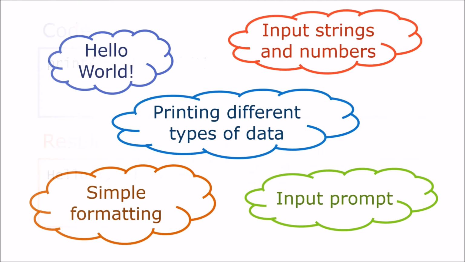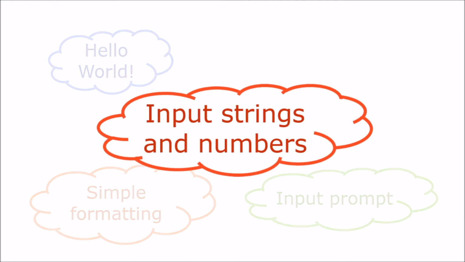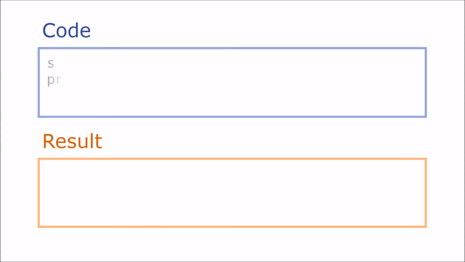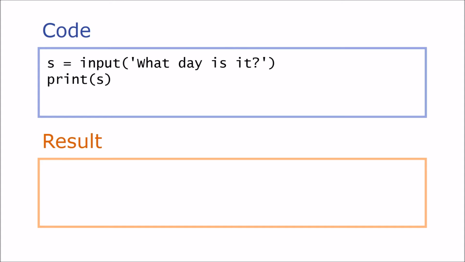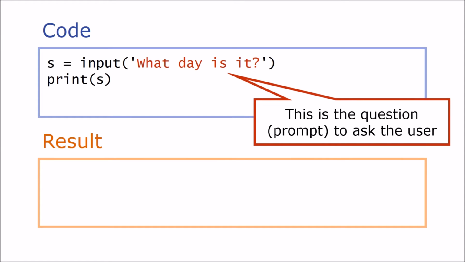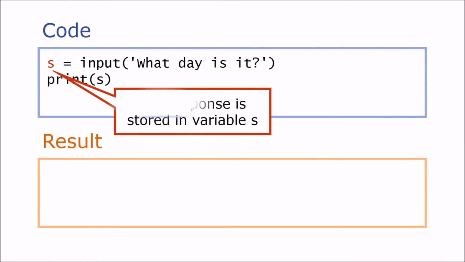Next we will see how to input strings and numbers. The input function accepts information from the user. Here is a simple program to ask the user a question. We use the input function to do this. This is the question or prompt to ask the user. The response is stored in variable s. Now we can run the code.